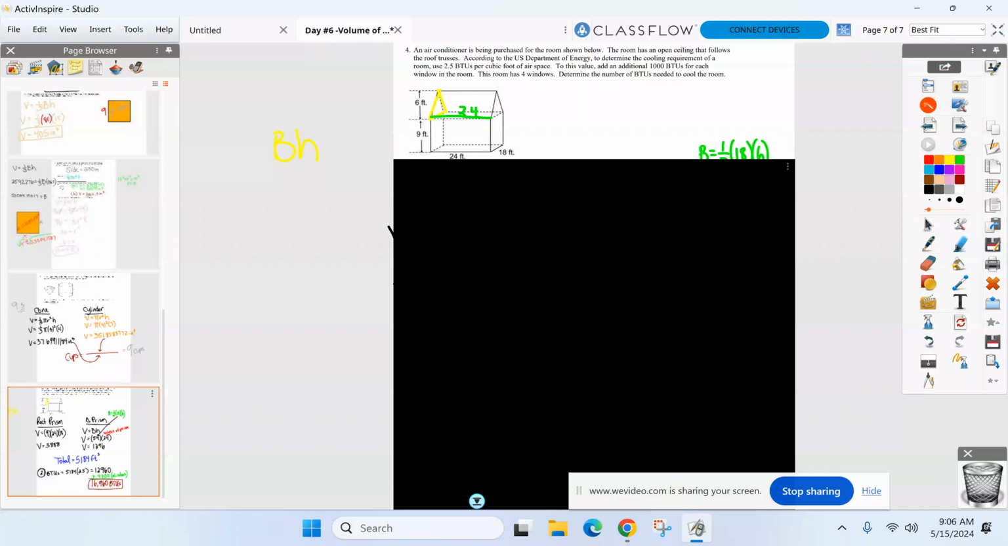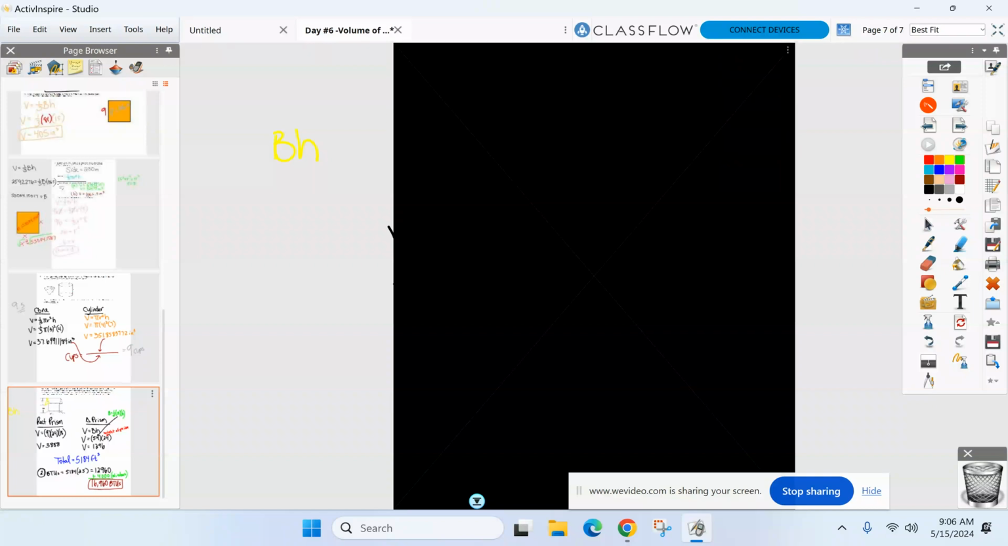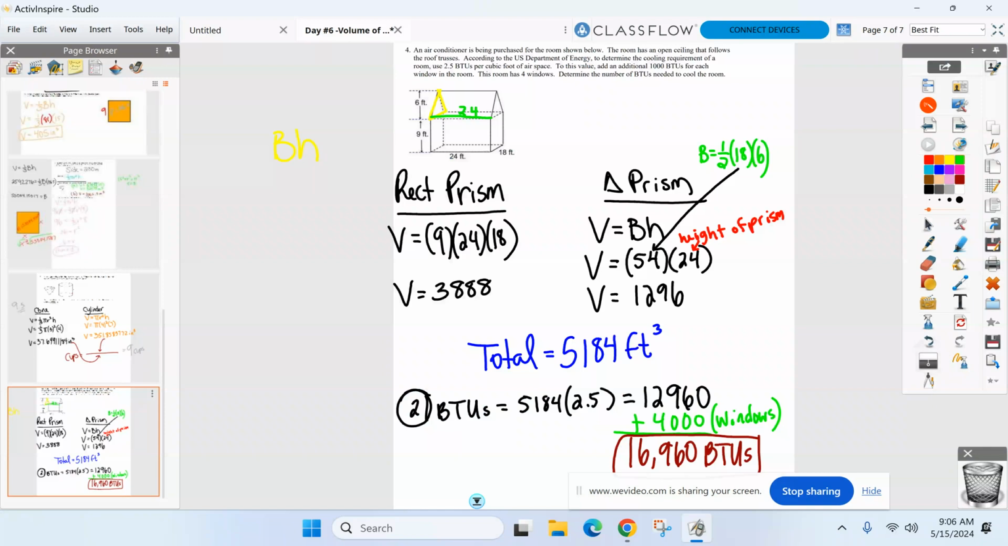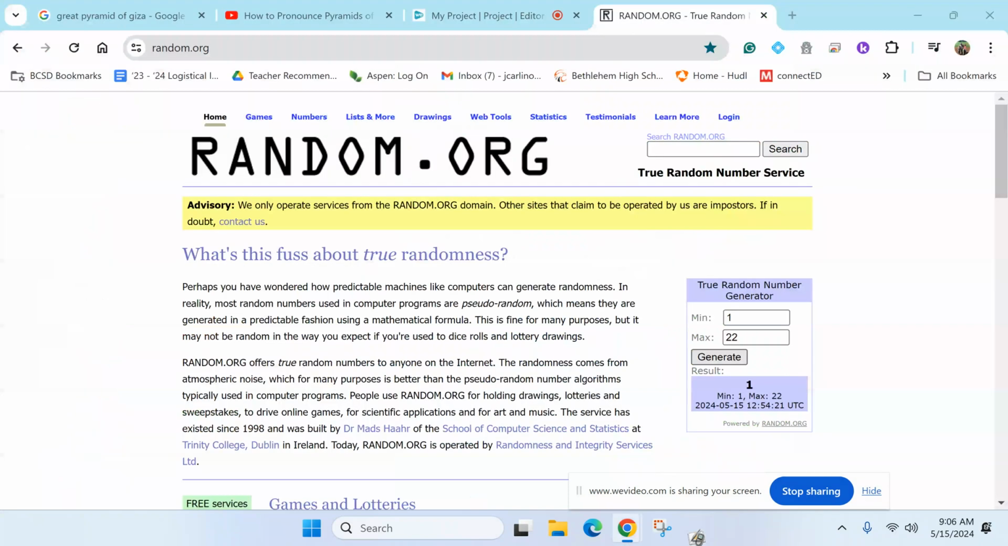All right, looks like we got to talk about it, huh? Real quick, let's talk about the volumes. Hopefully you didn't have any issue on the volume of the rectangular prism. Volume of the rectangular prism, 3,888. Length times width times height.